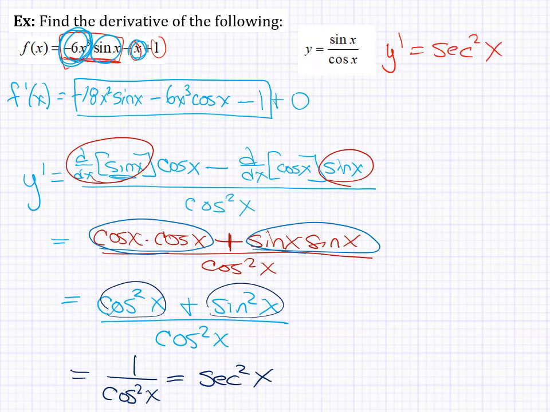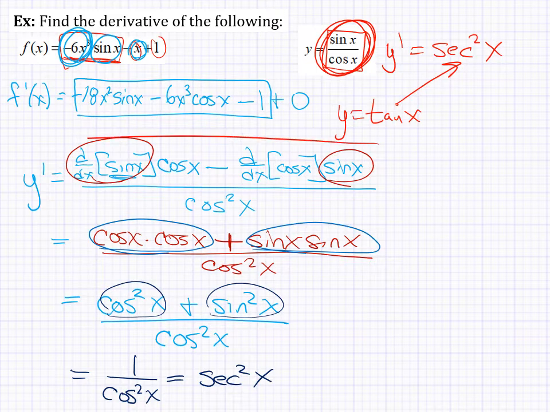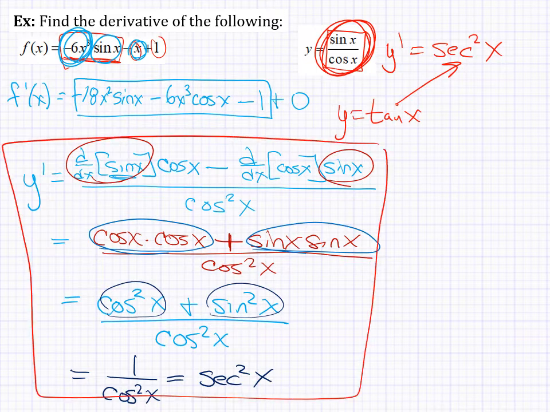Now, this brings us into the next thing. We should also know that sine x over cosine x is equal to the tangent. So, if y is equal to the tangent of x, okay, which is what this is, then the derivative of that, y prime, should equal secant squared. And so what you just saw is basically a proof for how you find the derivative of the tangent of x.